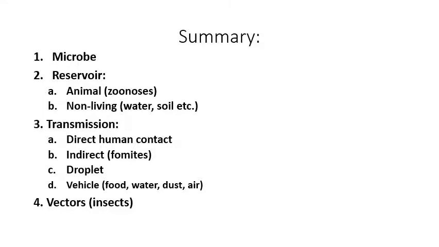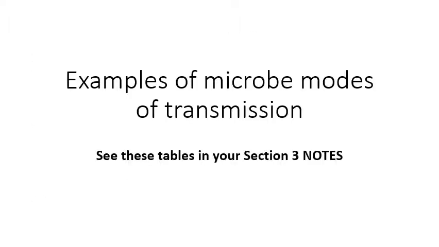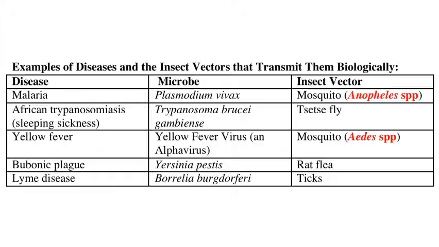Okay, so to summarize, we talked about reservoirs, animal reservoirs versus non-living reservoirs like water and soil. We talked about how diseases are transmitted from direct contact, indirectly through fomites, directly through droplets, indirectly through vehicles, and we talked about vectors, and vectors being mechanical versus biological. Right? So a few examples of these things are also to be found in your textbook. If you look at the tables in Appendix 3 of your textbook, you'll also find some examples.